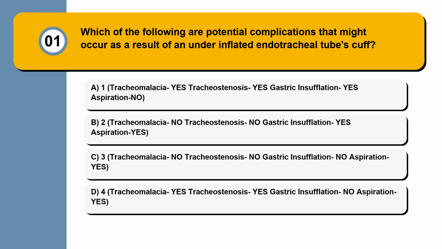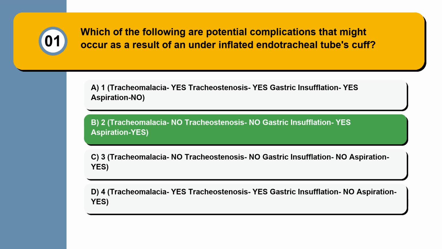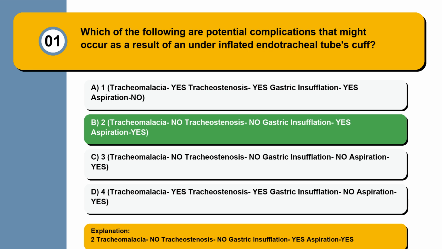2. Tracheomalacia no, tracheostenosis no, gastric insufflation yes, aspiration yes. 3. Tracheomalacia no, tracheostenosis no, gastric insufflation no, aspiration yes. 4. Tracheomalacia yes, tracheostenosis yes, gastric insufflation no, aspiration yes. The answer is 2. Tracheomalacia no, tracheostenosis no, gastric insufflation yes, aspiration yes.